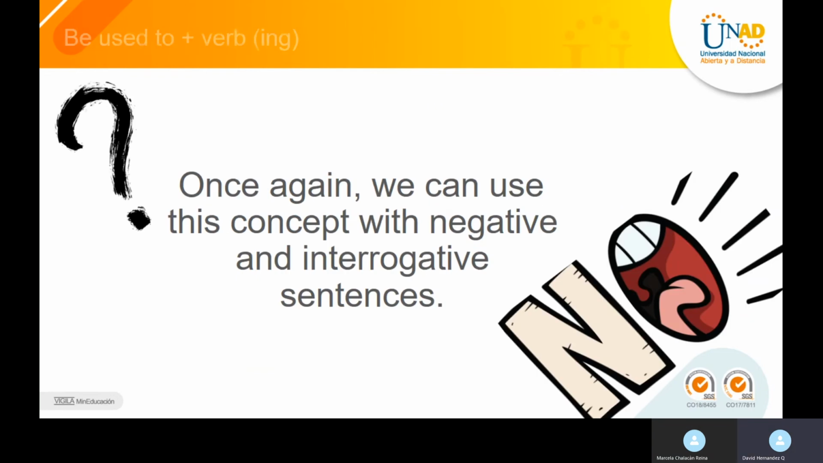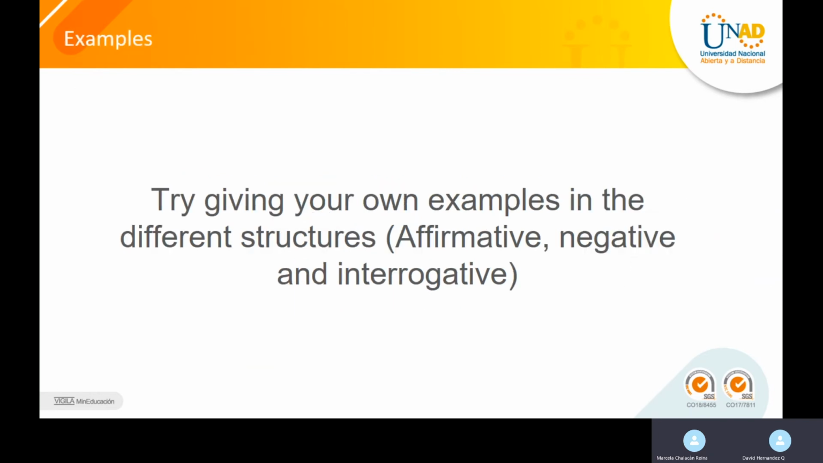Now let's move on. Again, we can use this concept with negative and interrogative sentences. We'll try giving your own examples in different structures. Can you think about an affirmative, a negative, an interrogative? Maybe about you, about me, about the people you have around. An affirmative first, for example.